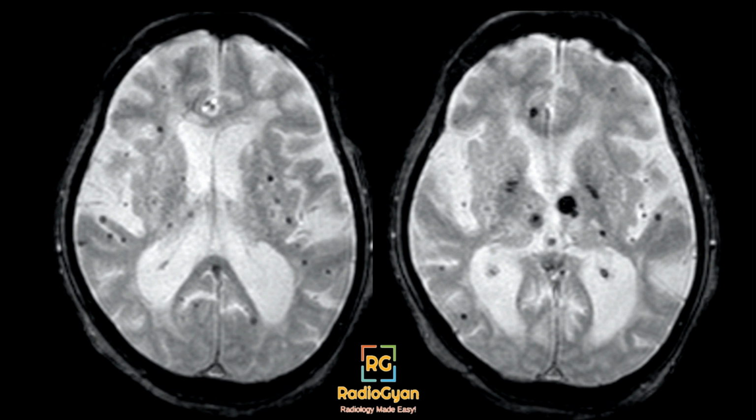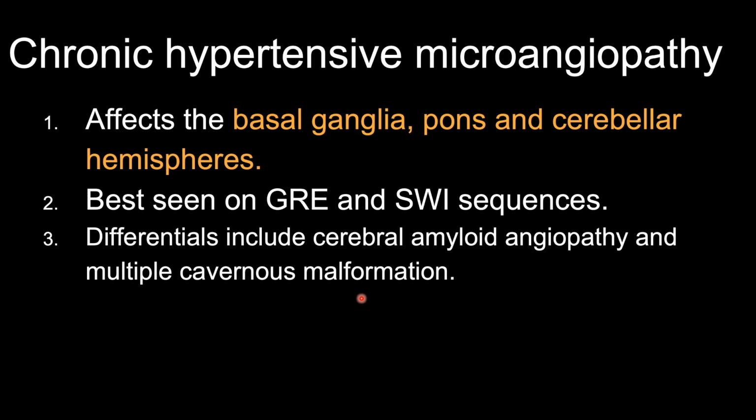Okay, so what we see here are multiple foci of blooming, which are seen predominantly in the basal ganglia region, the thalami, and a few in the cerebral cortex and gray-white matter junction. So this is a typical case of chronic hypertensive angiopathy.